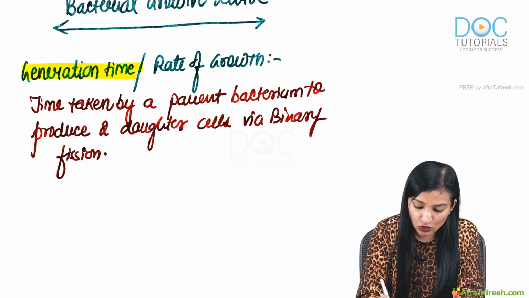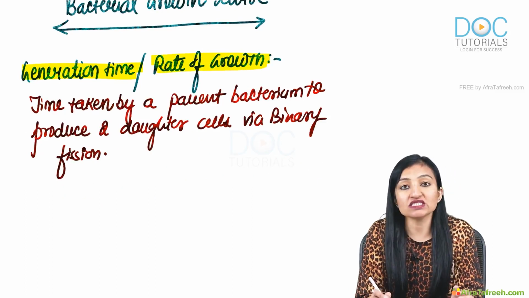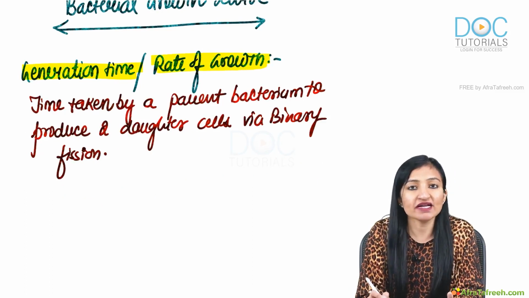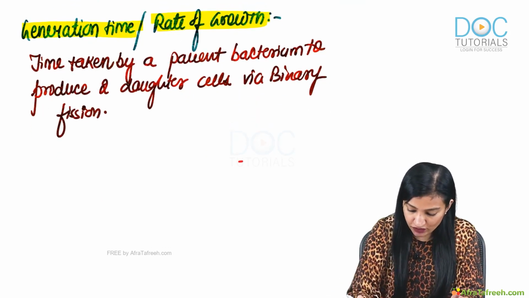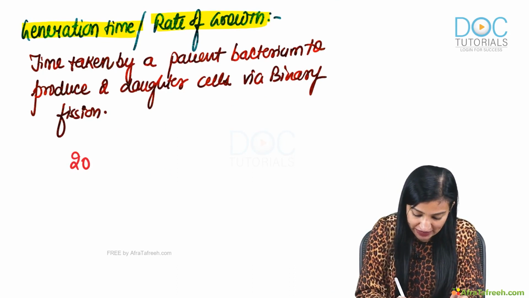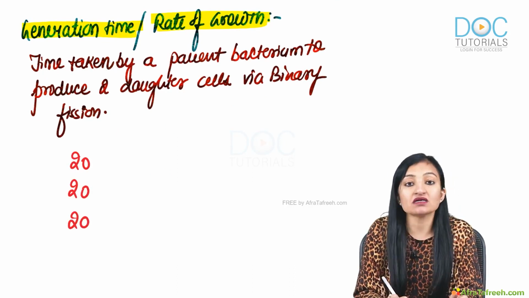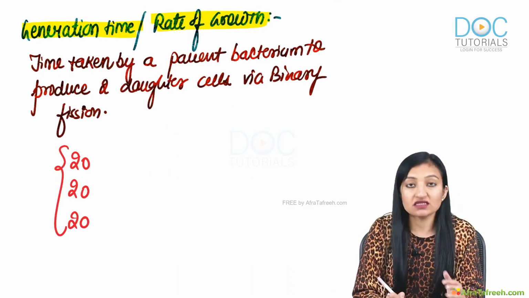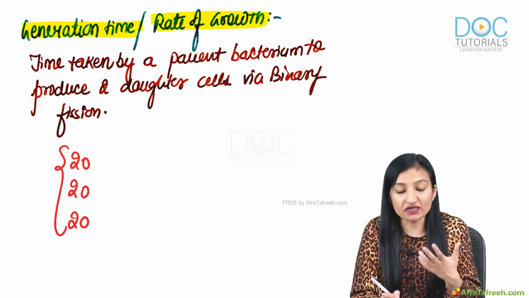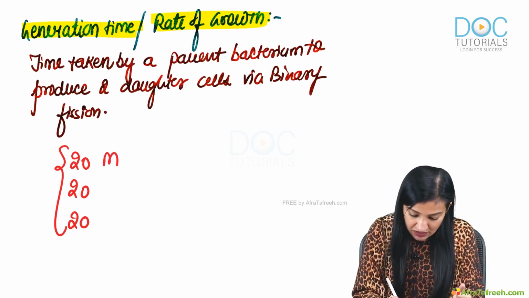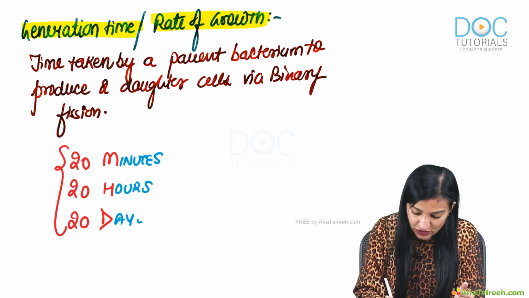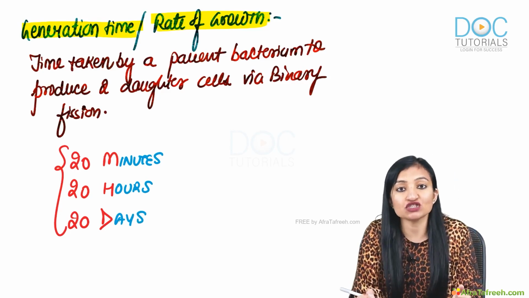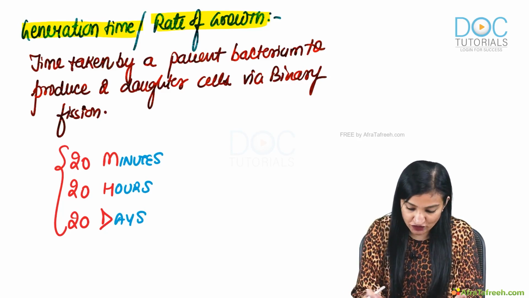The generation time or the rate of growth is constant for a specific type of bacterium. Okay, it cannot be changed. I'm going to take the example of number 20. Okay, 20 is an easy to remember number, to understand the significance of generation time or the rate of growth. So, remember 20 minutes, 20 hours and 20 days. Now, these are the three examples of generation times which we are going to understand.